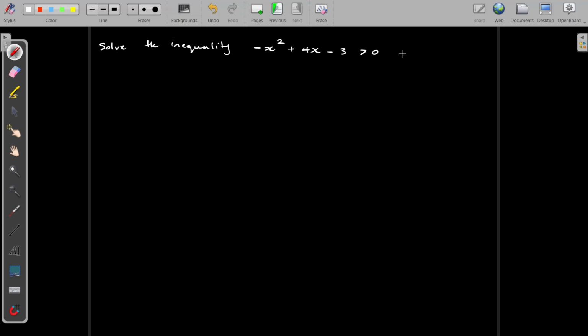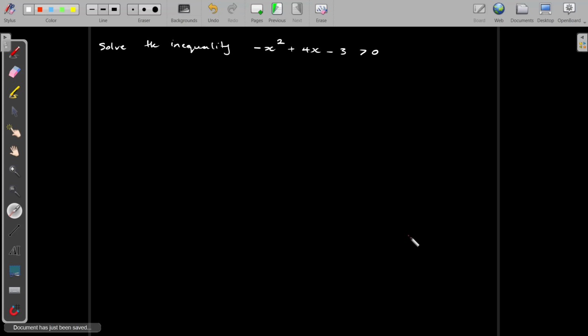So whenever we get a question like this, we must first assess what type of graph we're dealing with. So this, the a coefficient of the x squared is negative. That should automatically tell you that the graph we're dealing with is a frown. Right? So we're going to get a frown when we do this graph.